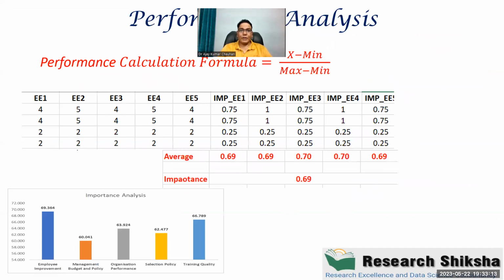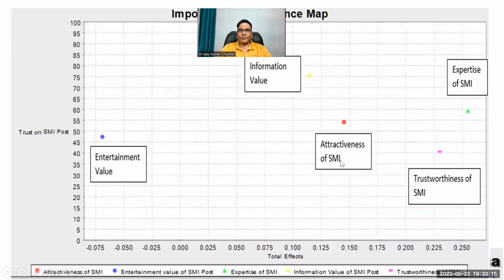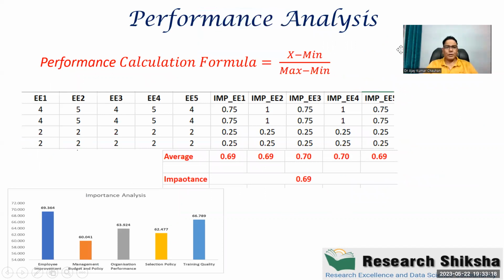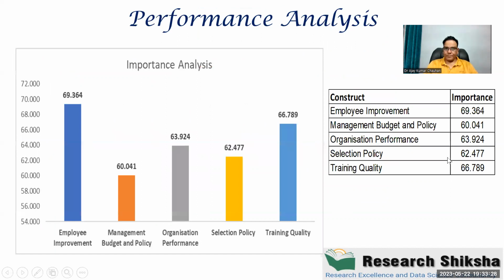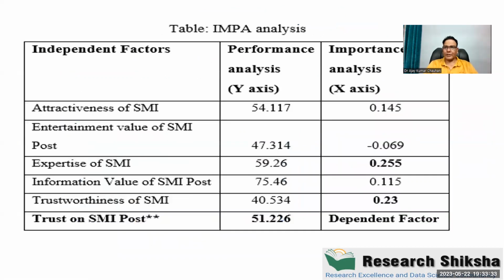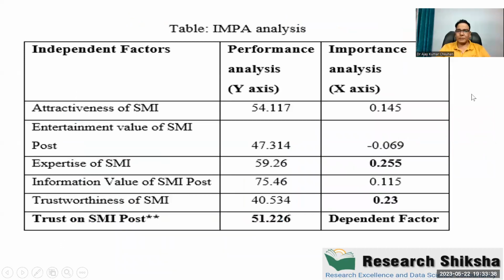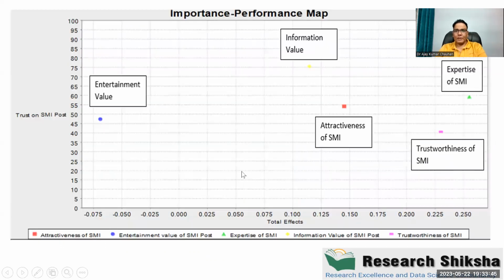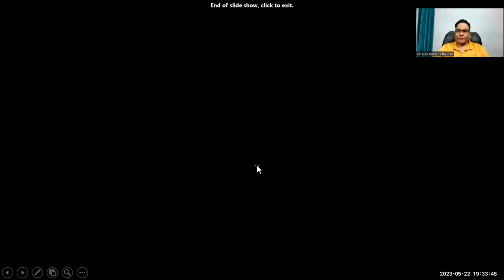Okay, so this is the formula for calculation of the performance analysis. The performance calculation formula, I already explained that: X minus minimum, divided by maximum minus minimum. So we can generate many graphs after that. This is the table we put in the paper, and I will show you how to make this table. So this is the table that you can put into the paper. Okay, so let me show in SmartPLS.